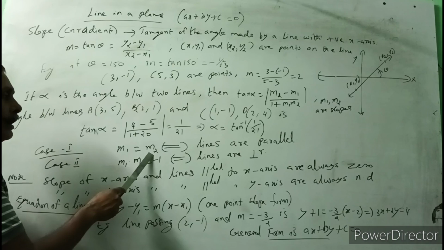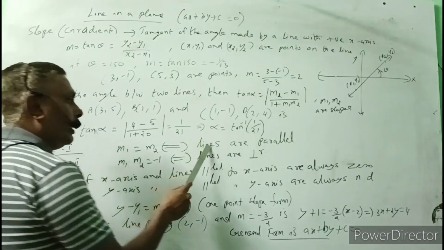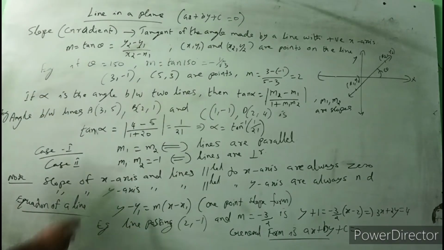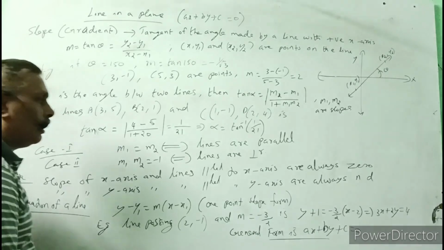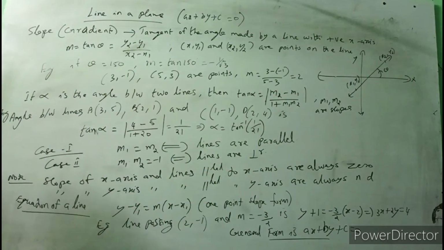If the slopes are equal, then the lines are parallel, or conversely, if the lines are parallel, then the slopes are equal. So a very important statement is this: if the slopes are equal, then the lines are parallel, or if the lines are parallel, then the slopes are equal.